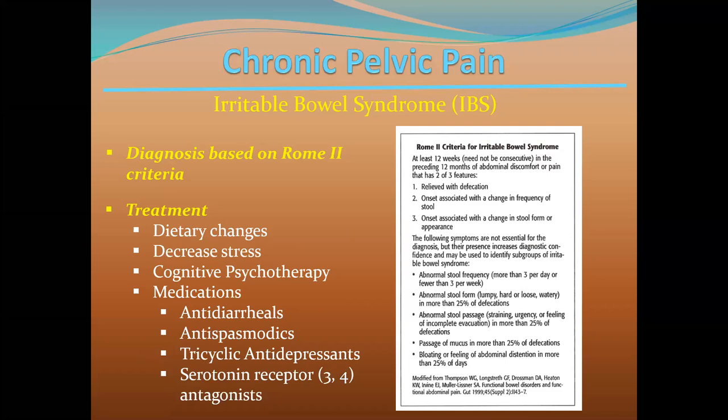The following symptoms are not essential to the diagnosis, but their presence increases diagnostic confidence and may be used to identify subgroups of irritable bowel syndrome: abnormal stool frequency, more than 3 per day; abnormal stool form, like lumpy, hard, loose, watery, in more than 25%; abnormal stool passage; defecation with passage of mucus in more than 25%; and bloating or feeling of abdominal distension in more than 25%.